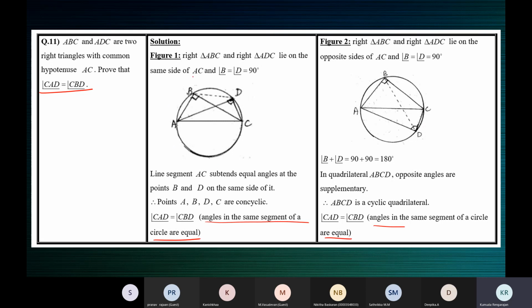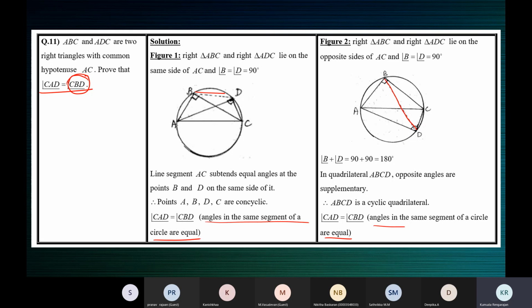Why do we join BD in both? In both the figures, we join BD because we're not able to make out this angle CBD. Only if you join BD, you can make out that angle CBD. So we join BD. And the angles are equal because in both the cases, the angles in the same segment of a circle are equal.